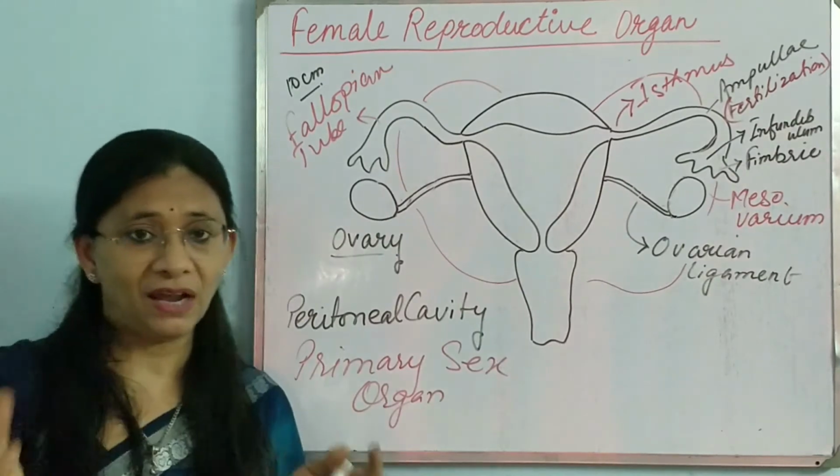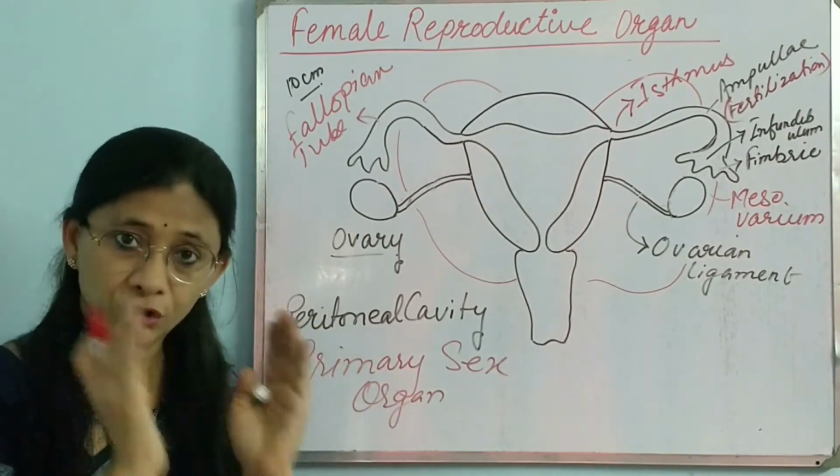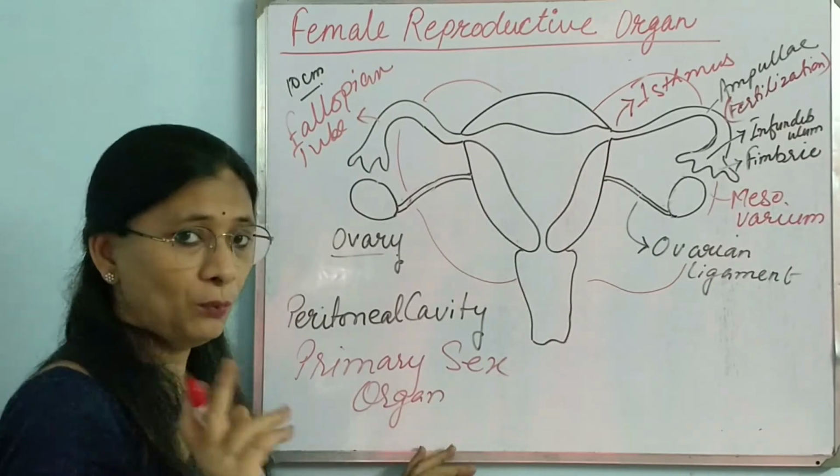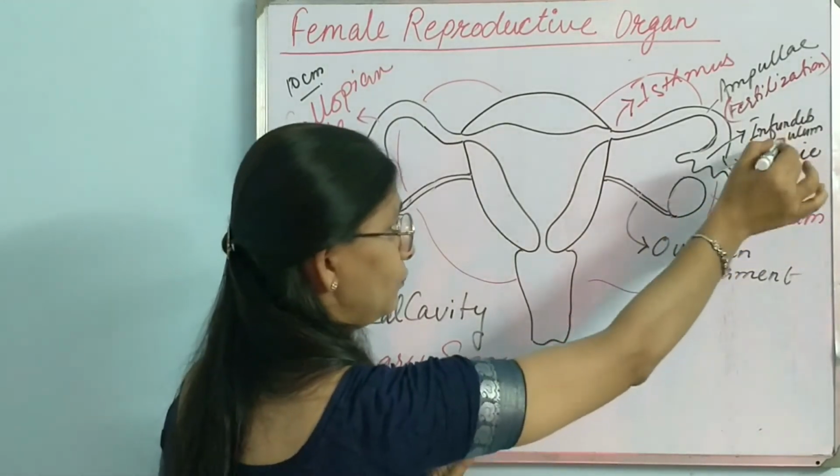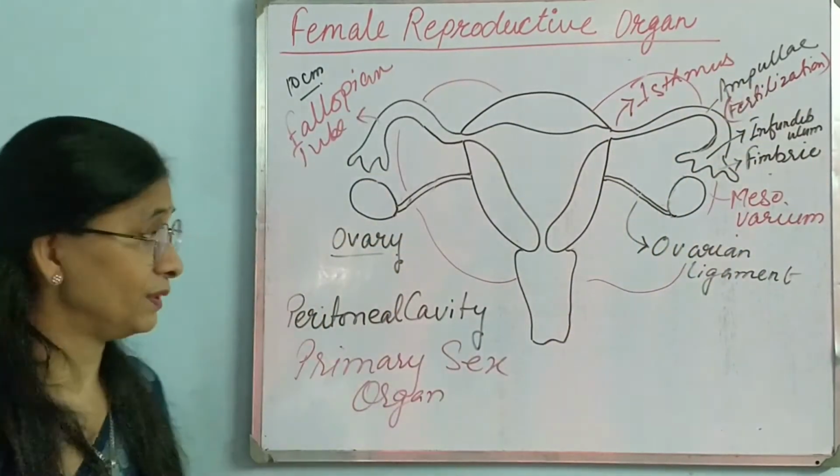Isthmus. The place where the fallopian tube joins the body of the uterus is known as the isthmus. So, the fallopian tube consists of 4 parts: fimbriae, infundibulum, ampulla and isthmus.